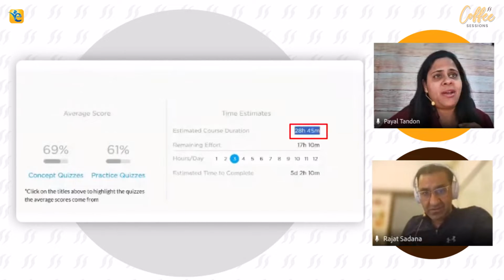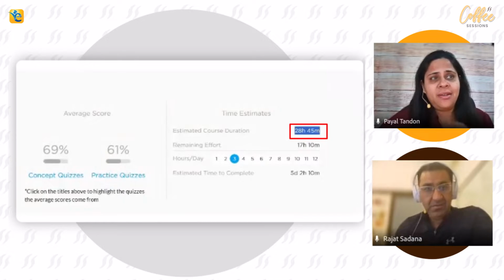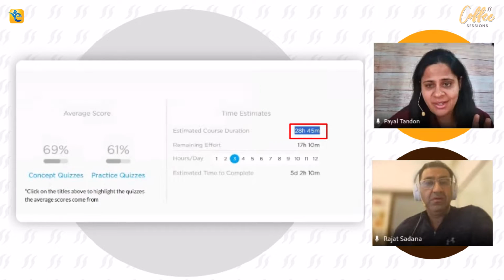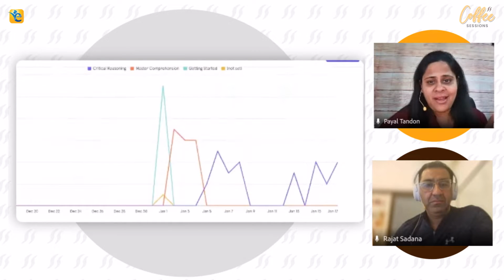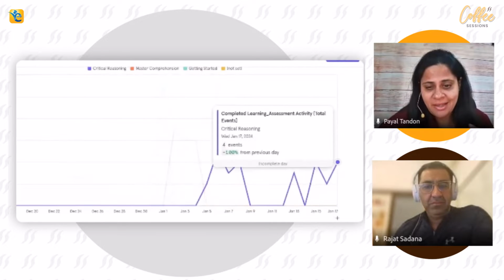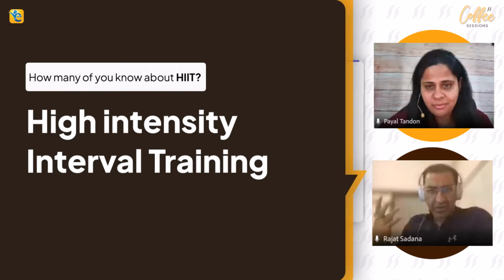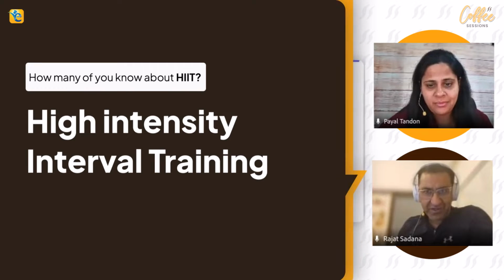See, 28 to 29 hours is the estimated course duration. So within 1 week, maybe 1 week and 2 days, the entire course should have been done. Whereas what's happening with Srishti is that in 15 days she's only done two learning levels, during the time that the course should have been done easily by most. How many of you know about HIT, high intensity interval training?